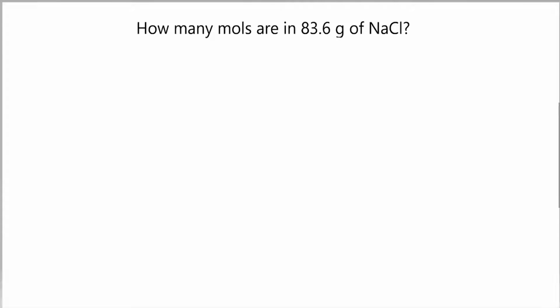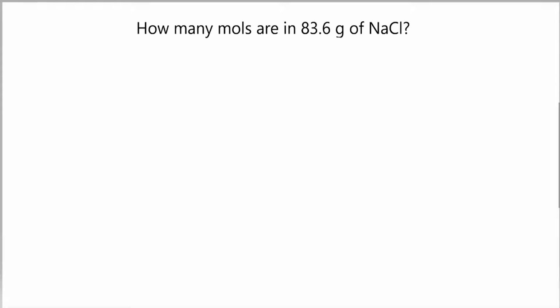In this video, we'll be discussing how to convert from grams to moles. And in this case, we'll be converting 83.6 grams of NaCl into moles of NaCl. Now, anytime we need to do those types of conversions of grams to moles or moles to grams, we need to know the molar mass of our chemical first.